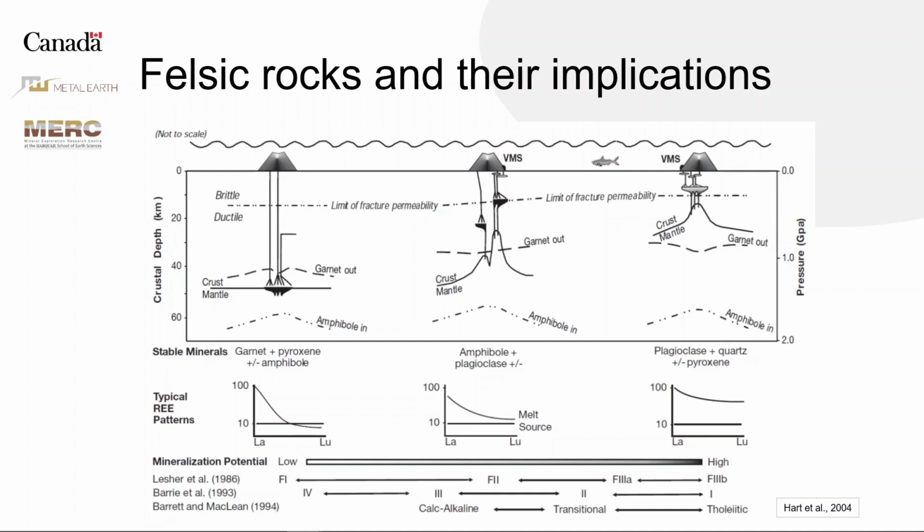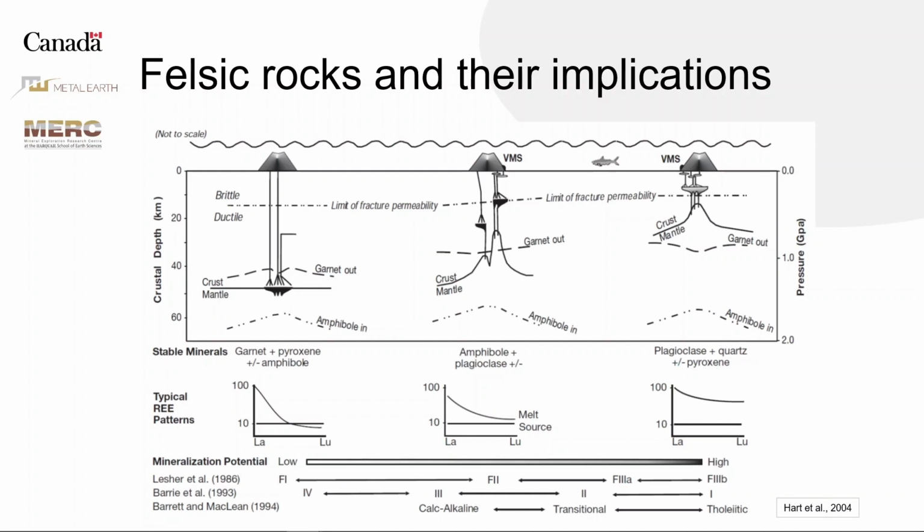workflows to identify signatures. But the third reason, and that's actually the most important reason, is that Felsic volcanic rocks have huge implications for VMS deposits. They have been a major proxy to identify VMS deposits, ultimately resulting in the F classification from Lesher and from Hart et al. So that's the F classification.